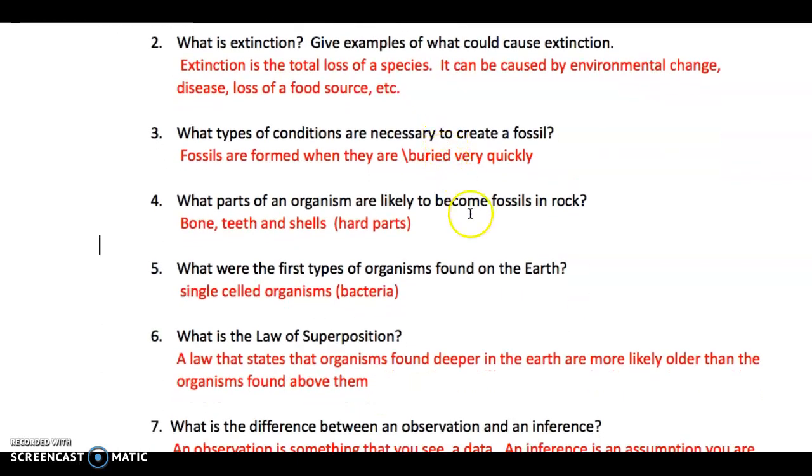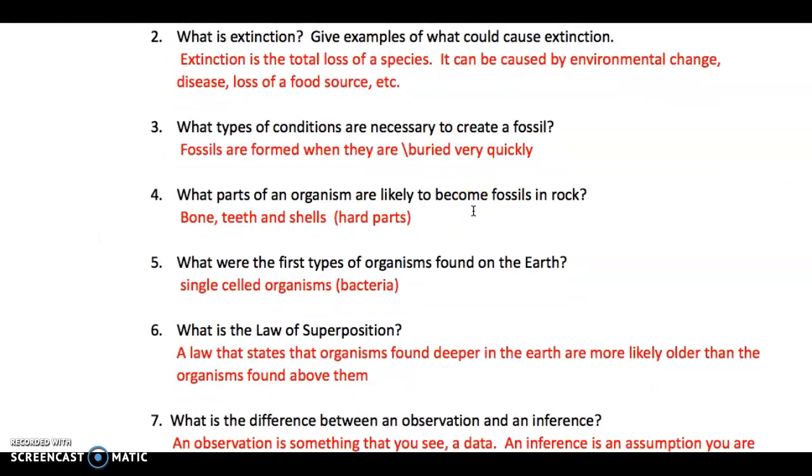Okay, number five, the first types of organisms found on the earth. It seems like forever ago that we created those really long strips of paper, our geologic timescales. But if you can envision those in your mind, and you should still have the paperwork in your notebook, the very first types of organisms that we have found fossils of on the planet are single-celled organisms, also known as bacteria. And if you remember on our paper, that was the really big, long chunk of time where it was mostly just bacteria.